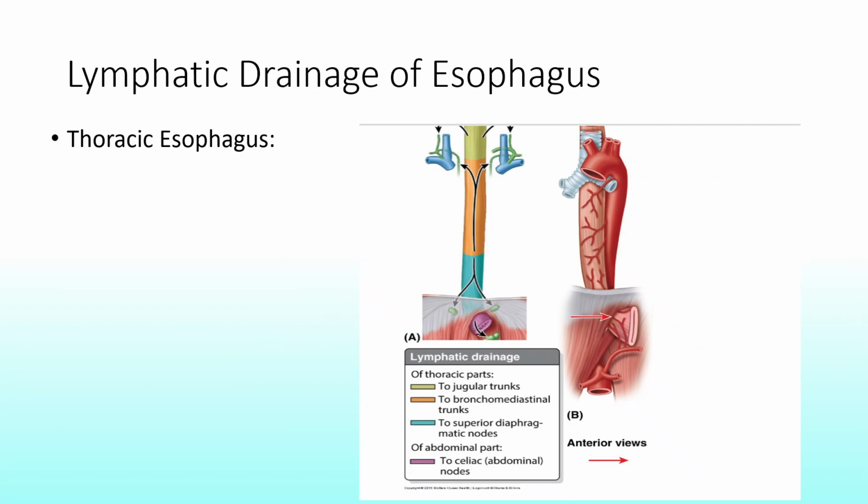Now, let's talk about the lymphatic drainage of the esophagus. Okay, we have the thoracic esophagus, particularly, and so the superior part of this esophagus is going to drain into the jugular trunks. The mid part is going to drain into the bronchomediastinal trunks of the chest, and the lowest part is going to drain into the superior diaphragmatic nodes and then into the trunks. The abdominal esophagus is going to drain into the celiac or abdominal lymph nodes.